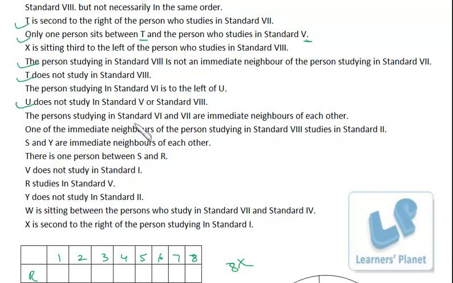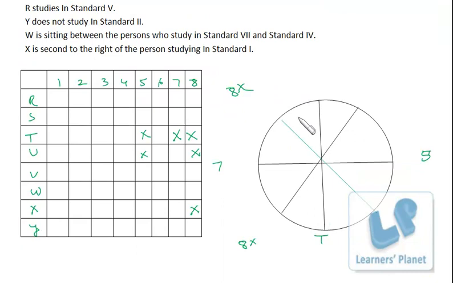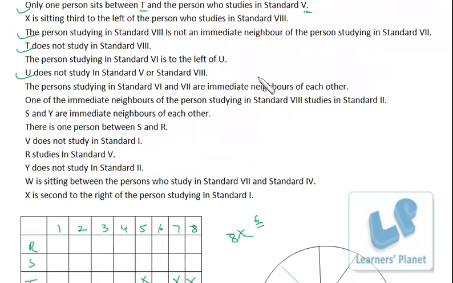The persons studying in standard 6 and 7 are immediate neighbors of each other. So either 6 must be here or here. Then this we have done. One of the immediate neighbors of the person studying in standard 8 studies in standard 2.